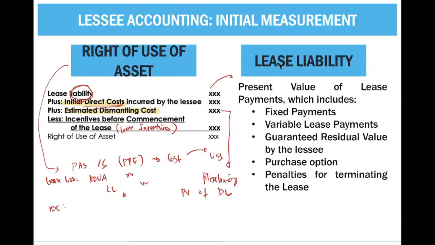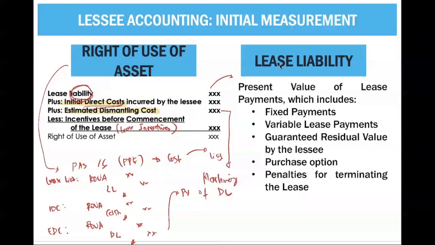Next, to record your initial direct costs, we debit right of use of asset and we credit cash for the payment of that initial direct cost. Next, for its estimated dismantling cost, how do we record it? We debit right of use of asset because it increases your right of use of asset, and we credit your dismantling liability. Take note, this dismantling liability should be measured at a present value.